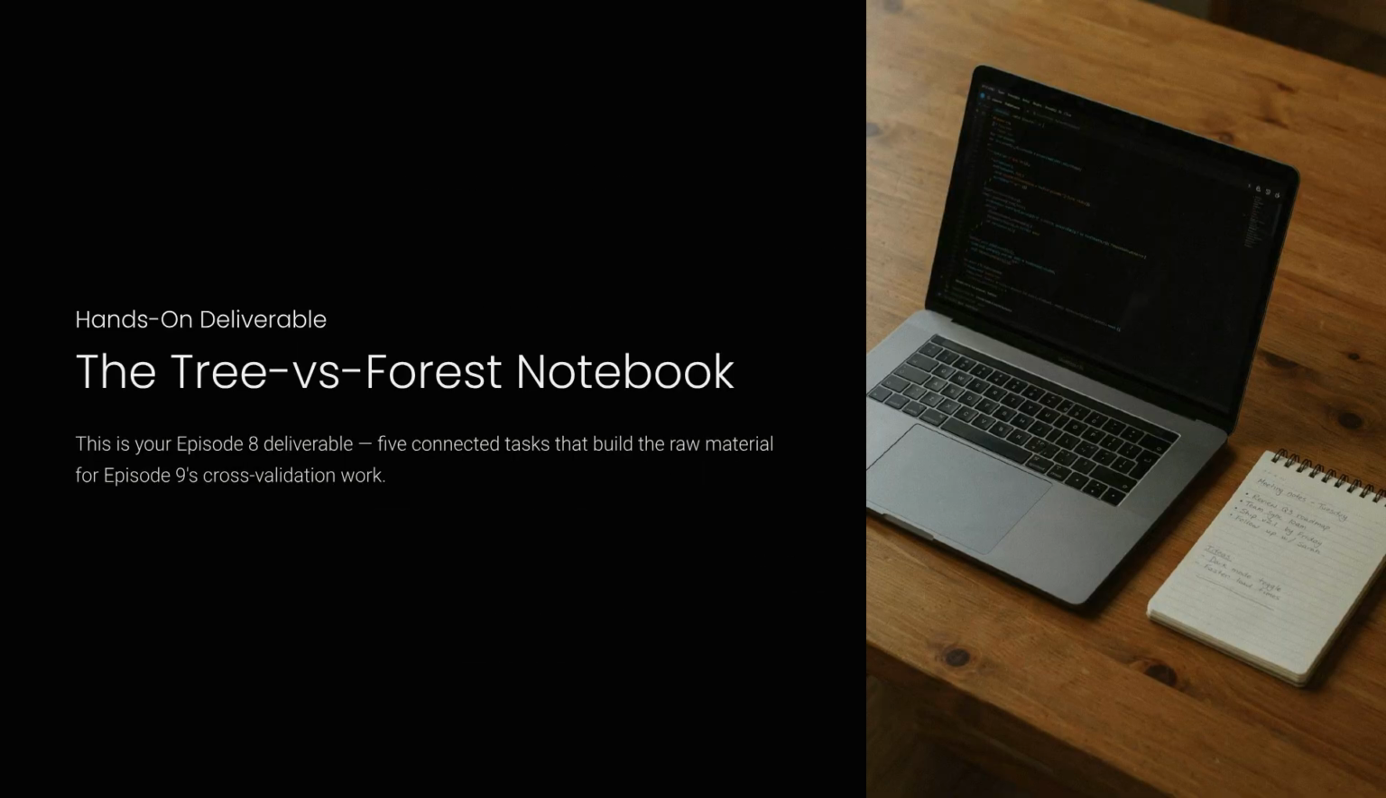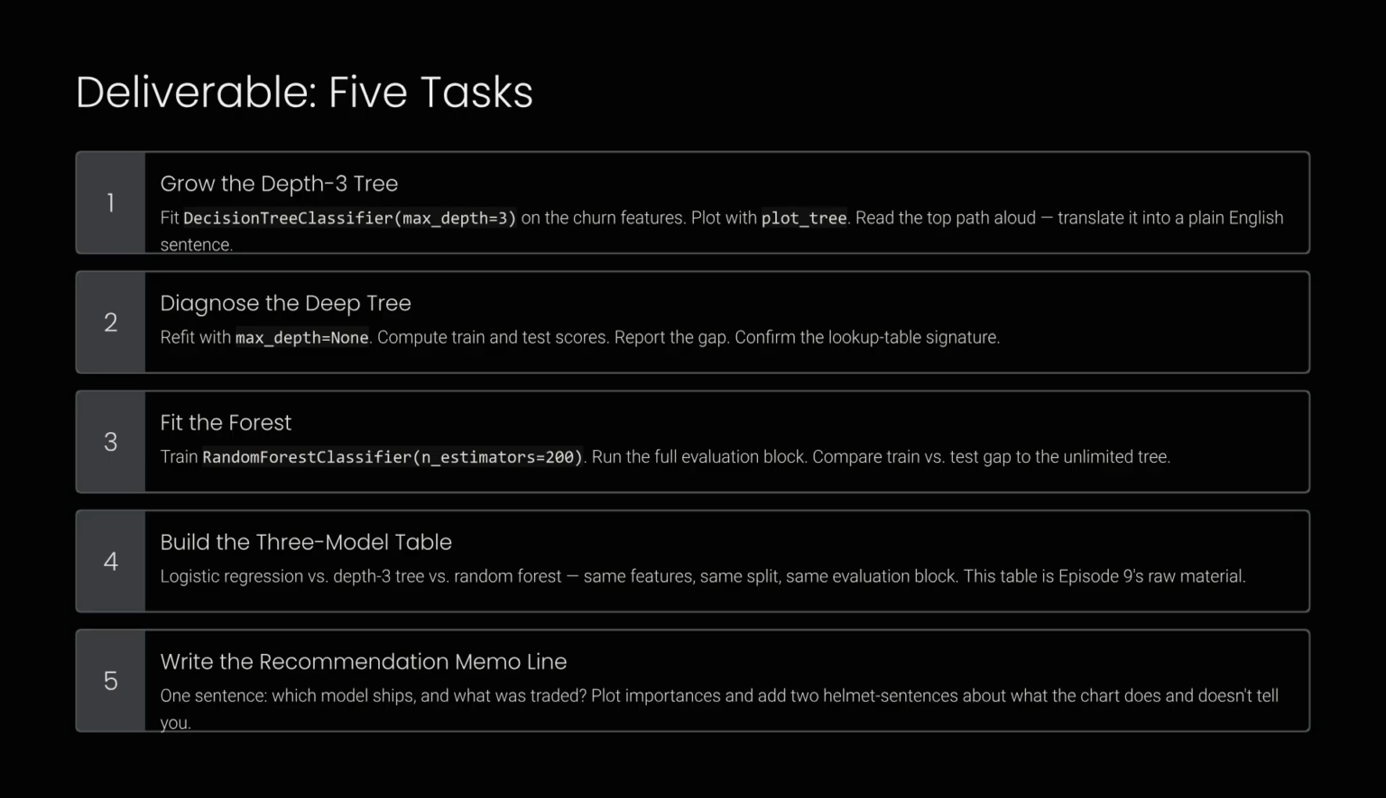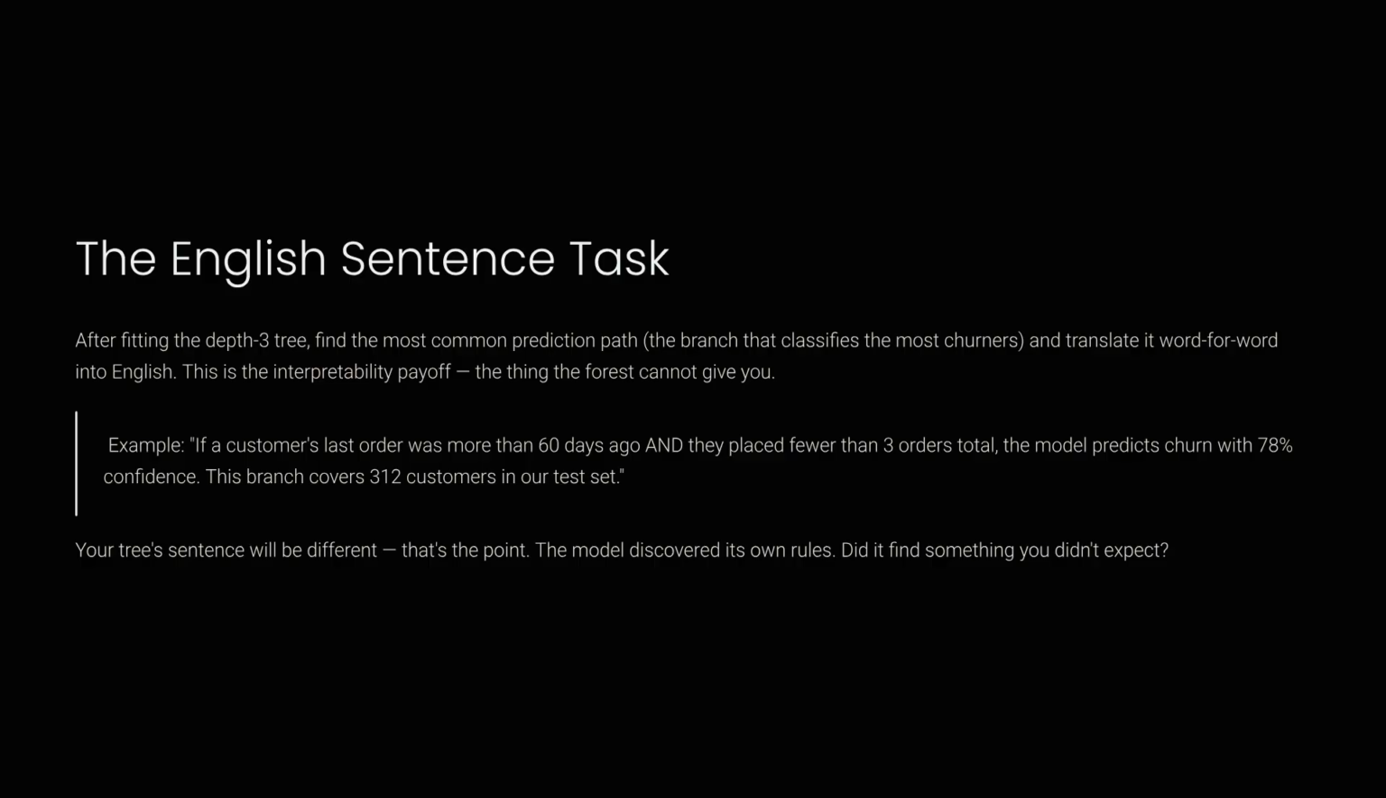Your final task is to complete the Tree versus Forest notebook. These exercises will provide the evidence you need to select the right model for the capstone project. The assignment includes 5 steps: growing the depth 3 tree, diagnosing the deep tree, fitting your forest, building the model comparison table, and writing your final recommendation memo. For the English sentence task, extract the most frequent branch from your depth 3 tree. Translating that logic helps you prove you understand the rules your model is actually using to categorize your customers.